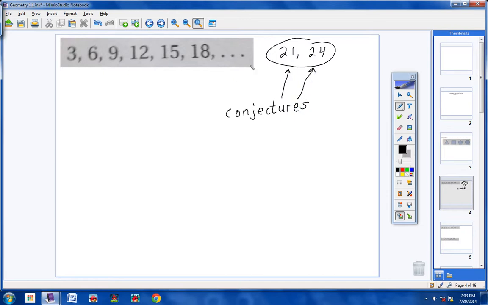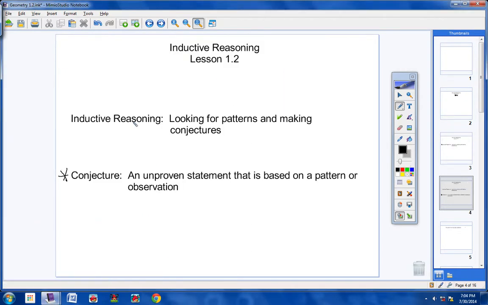Okay, and so that's what you were doing when you were trying to figure out what would come next in a pattern. Okay, so inductive reasoning is what you did yesterday. You look for patterns and then you guess and make a conjecture. Well, what is a conjecture? It's an unproven statement that is based on a pattern or observation. Okay, and so the conjecture is basically what you think comes next in a pattern, or what should happen next in a certain situation. Now remember, both of these terms are important. These will be on your tests and quizzes, okay?